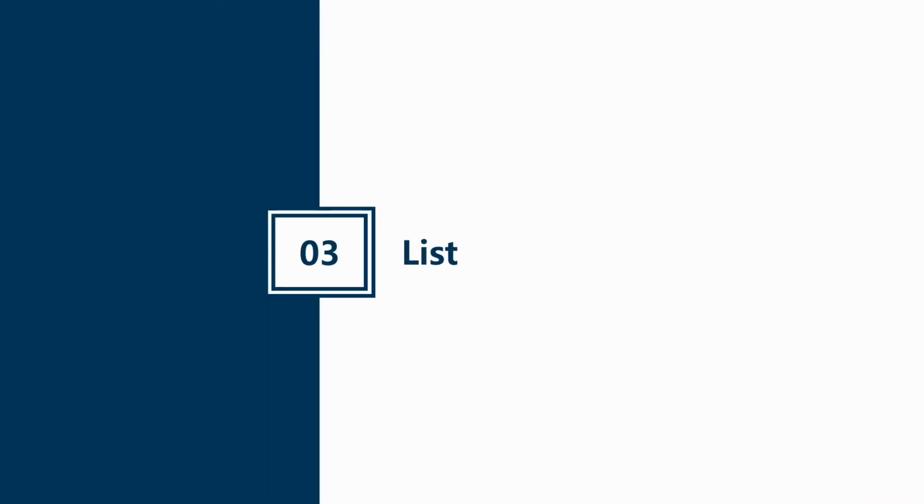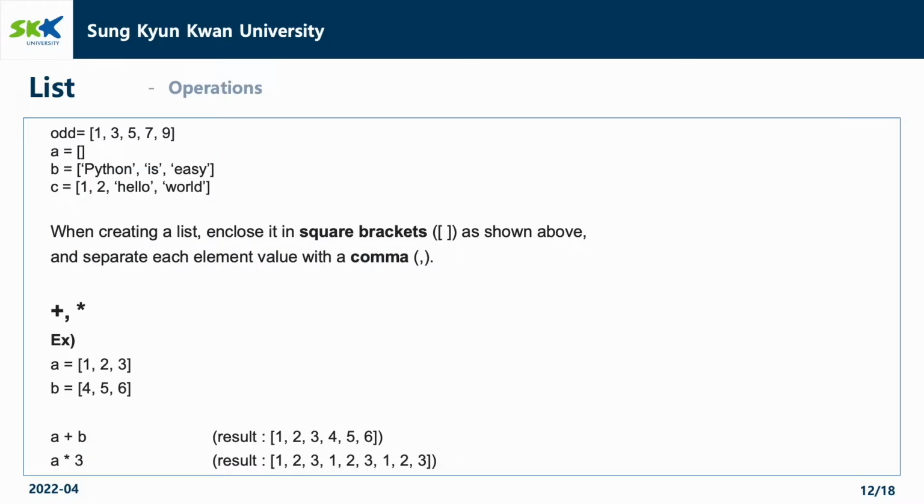Today's last topic is about lists. There are 4 examples of lists. As you can see, when creating a list, enclose it in square brackets as shown above, and separate each element value with a comma. In Python, lists can also be added or multiplied, like strings.